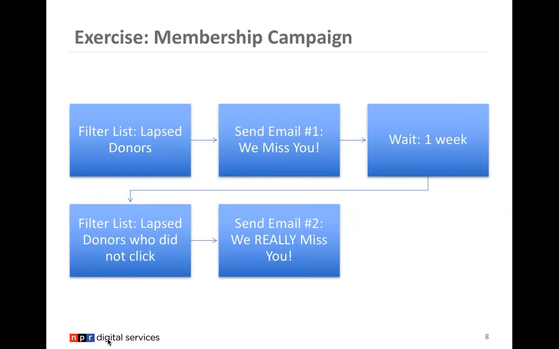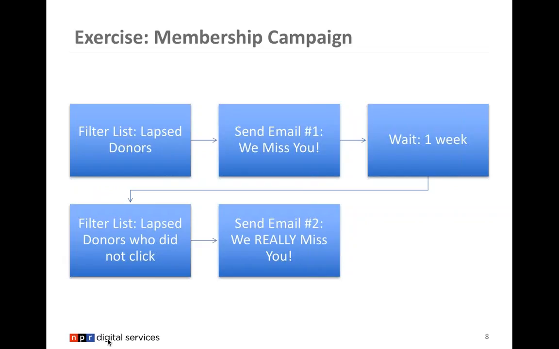To get more specific, maybe you're sending out an email campaign to your lapsed donors. So the first thing that you do is you update your list, or you filter your list to get the most recent list of who your lapsed donors are. Then you send them the first email that's, we miss you, please renew your pledge, right? And then you wait a certain amount of time to give them a chance to give to that email, and then maybe you refilter the list to see who's still a lapsed member.